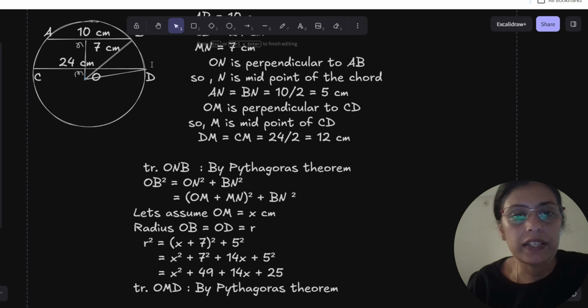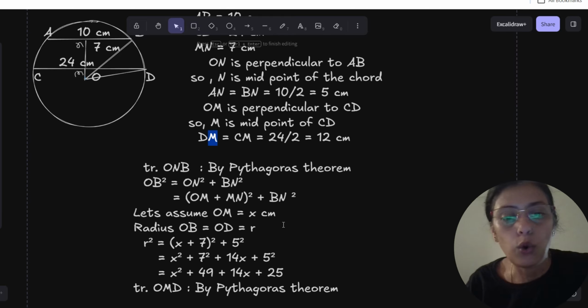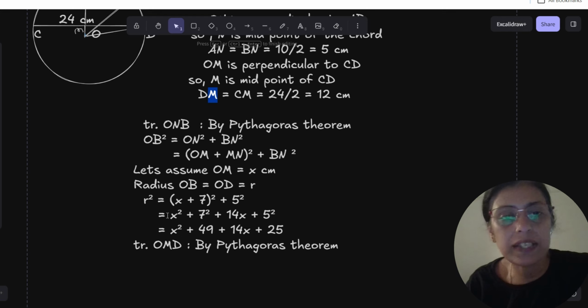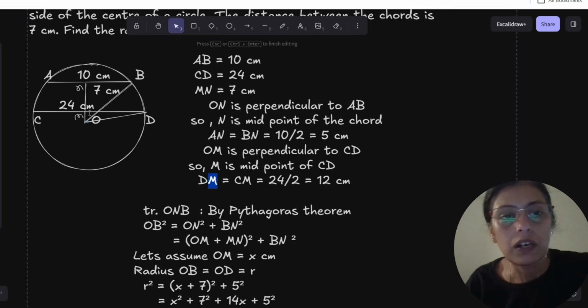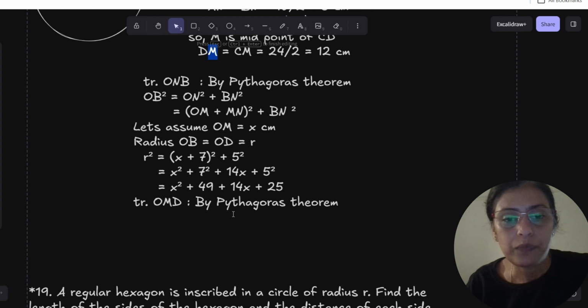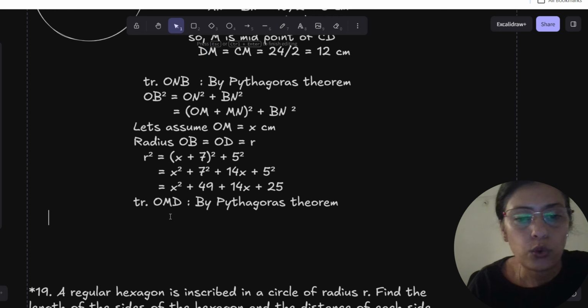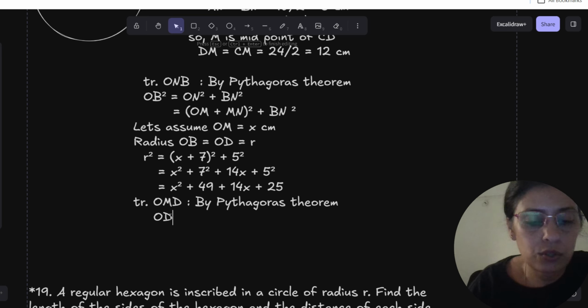Now our radius here is OD. MD is, we know, right? MD or DM. This is half of 24, which is 12 centimeter. So DM is 12 centimeter. OM, we have assumed here, OM is X. DM is 12 centimeter and OD is the radius, right? So OD is the hypotenuse here. So this OD square is equal to OM square plus DM square.